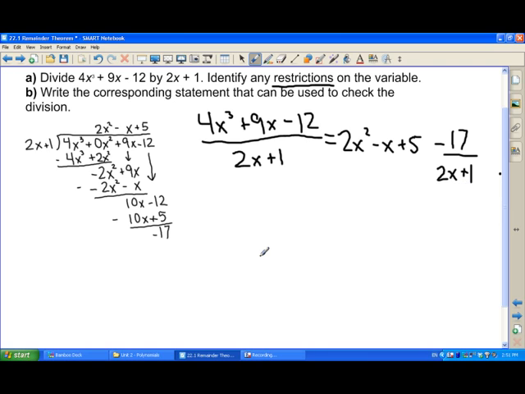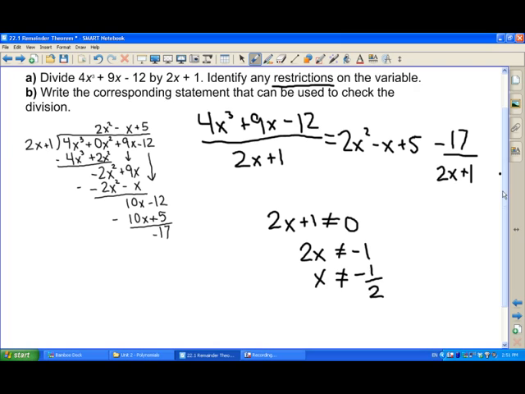The question asked me to state any restrictions on the variable. My restrictions would be based on the divisor: 2x plus 1 cannot equal 0, because then I'd have a division by 0. If I solve this out, I see that 2x cannot equal negative 1, or x cannot equal negative 1 half.